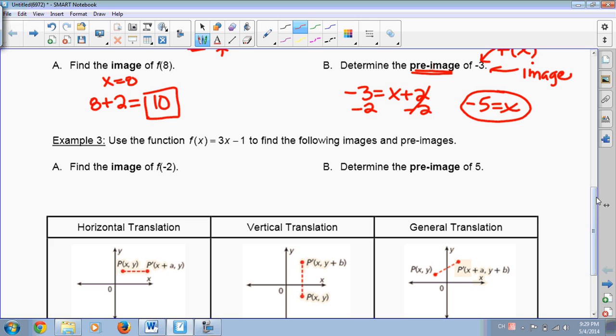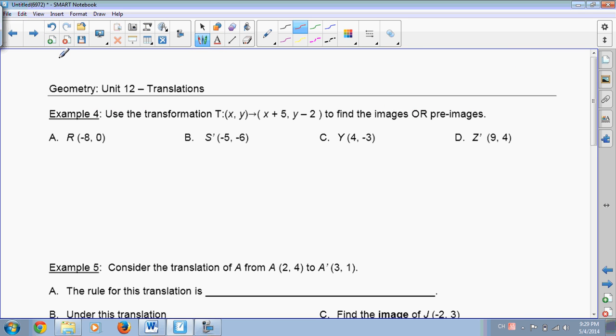So go ahead and turn over to the back side of your notes and look at example 4. Use the transformation if the original or the pre-image is just x, y, and then the new image is just changed to x plus 5 and y minus 2. So what this means is if we have an original x and original y, we're going to add 5 to the x and subtract 2 from the y to find the new image. So if this is just our pre-image, the reason this is our pre-image is because it doesn't have an apostrophe.